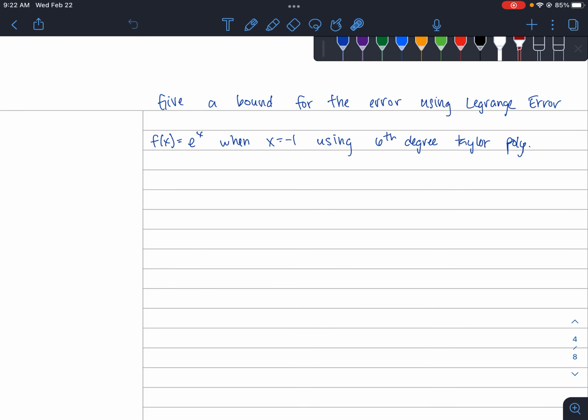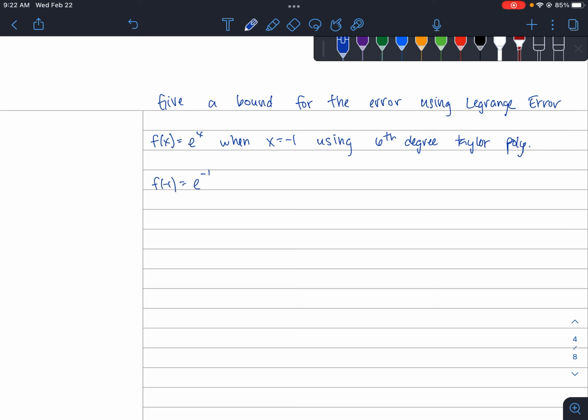Give a bound of the error using the Lagrange error bound for f of x is equal to e to the x when x is equal to -1. So essentially, f of -1 is equal to e to the -1.